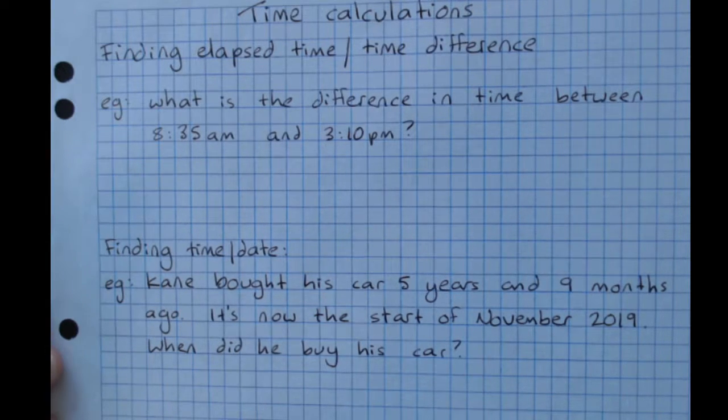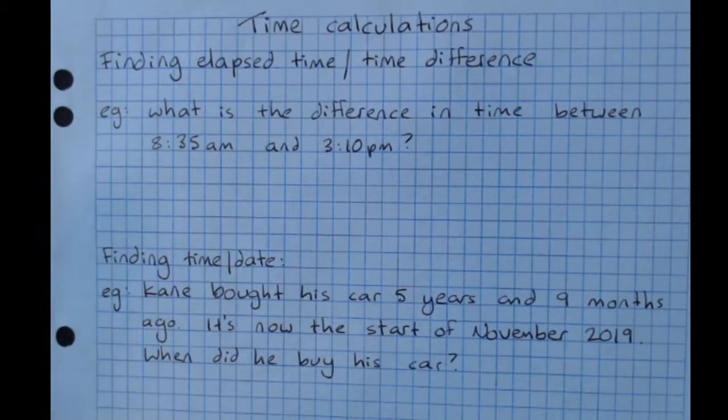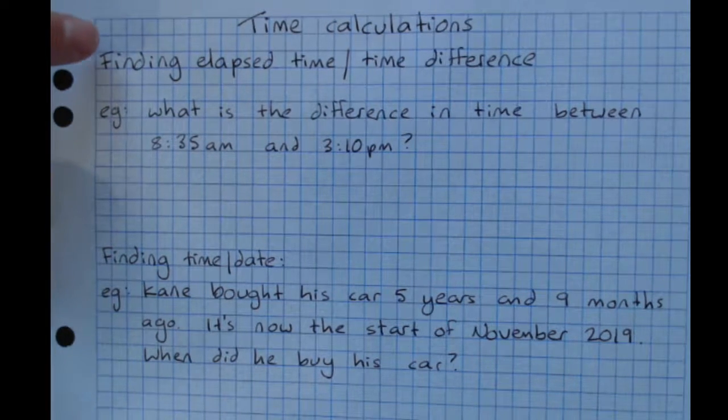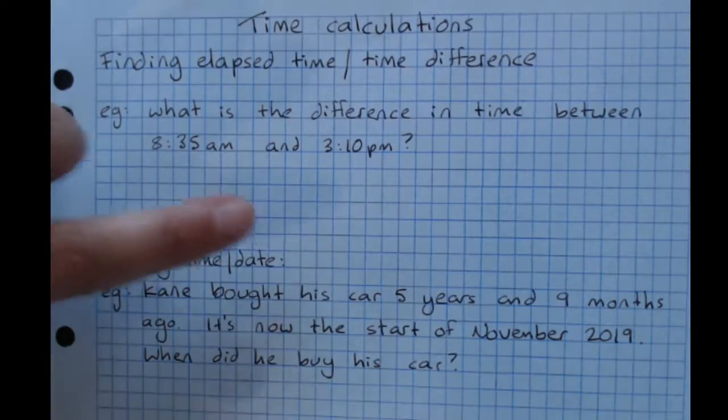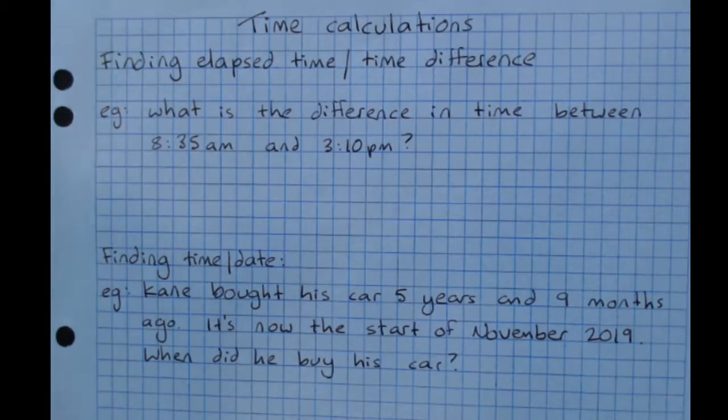Time calculations, finding elapsed time or time difference. So these are the calculations where we need to find the time that has gone past between one time and another. And it could be between 2 days. We want the number of days between two dates, or the number of hours and minutes between two times. There is a really useful website called timeanddate.com, which will often do some of these for you, but we do need to be able to work them out.